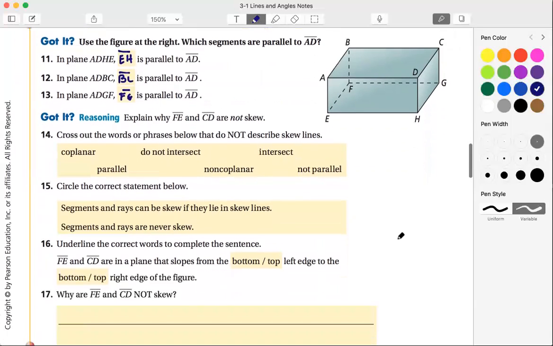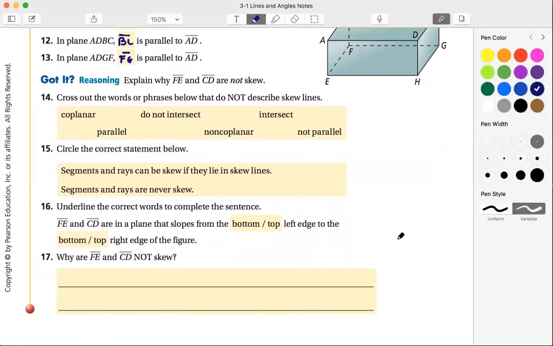All right, 14. Cross out the words or phrases that do not describe skew lines. So skew lines are non-coplanar, they are not parallel, and they do not intersect. Okay, circle the correct statement below. So which one's correct? Segments and rays can be skew if they lie in skewed lines. Segments and rays are never skew. Well, they can be skew if they're in skewed lines. Remember, segments and rays are part of lines.